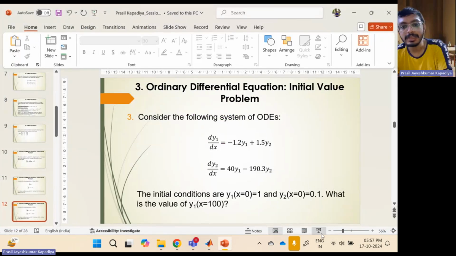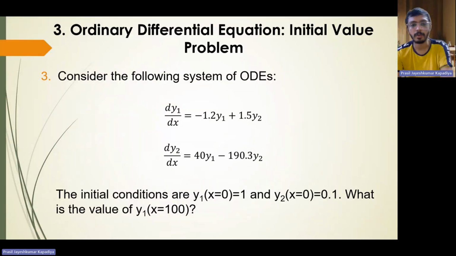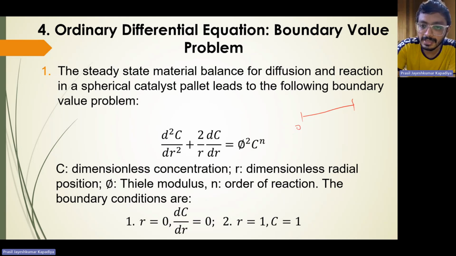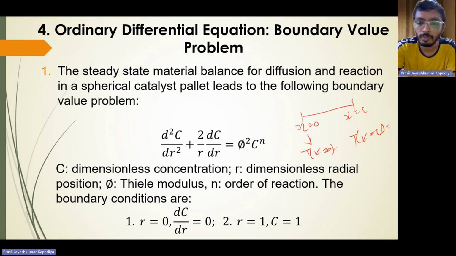So this is all about initial value ordinary differential problem. So now let's move ahead with the next problem statement, that is ordinary differential equation with boundary value problem. So what is boundary value problem? Let's say this is your rod, and let's say this is x is equal to 0 and x is equal to L. So let's say your boundary condition is T at x is equal to 0 is something and T at x is equal to L is something. So this is called boundary value problem.